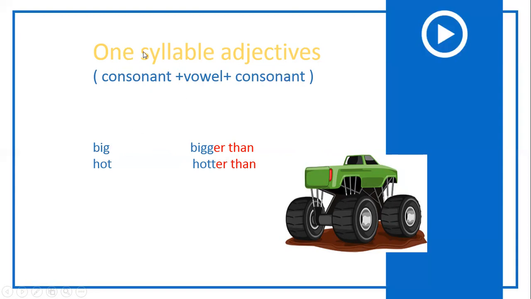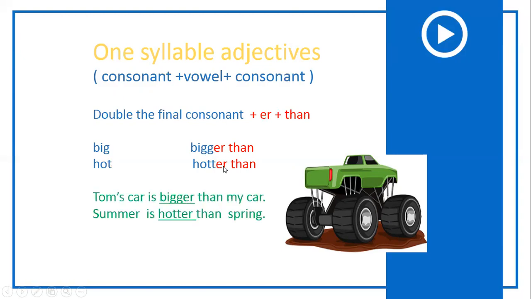When we have this form in the adjective, we have to double the final consonant. The final consonant in the word big is G. We have to double the final consonant, like this, and then add er, and of course we have than. And the same with T. T is the final consonant, we double the final consonant plus er. And our example, Tom's car is bigger than my car. Again, we have 2, Tom's car and my car, 2 cars.